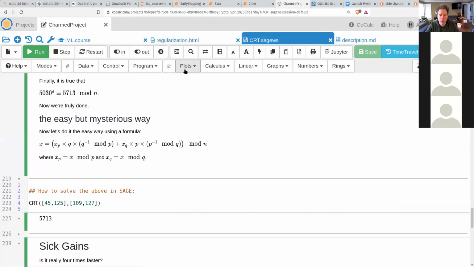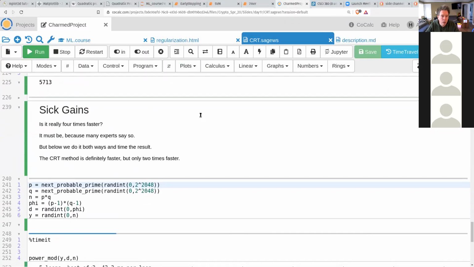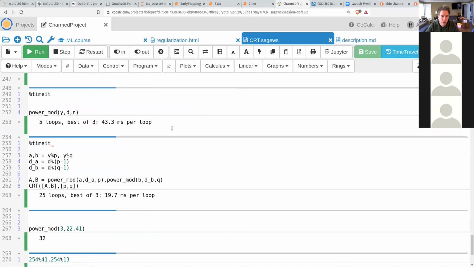If we go back here to the worksheet, here it is doing it both ways. If you just do this, which I assume is just the square and multiply algorithm, I don't know for sure, this is 43 milliseconds. And if you do it with the Chinese remainder theorem, it's 19 milliseconds. So that's a 2 times speed up, which is not nothing. That's worth doing. I've just never personally been able to achieve the 4 times speed up.